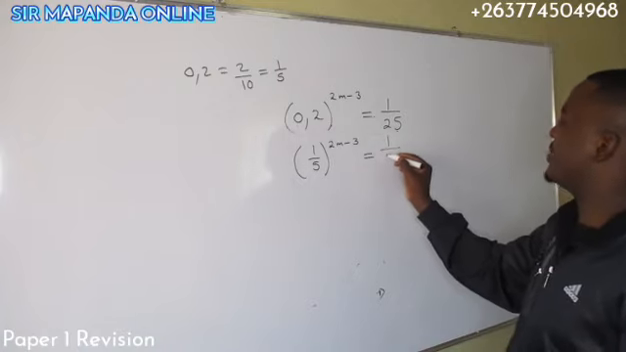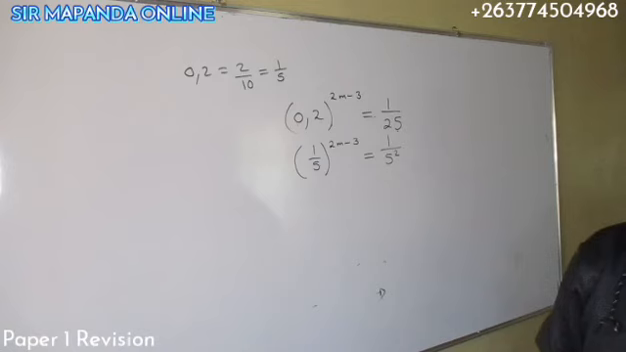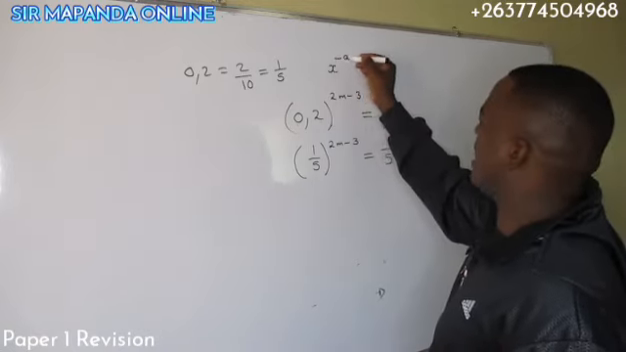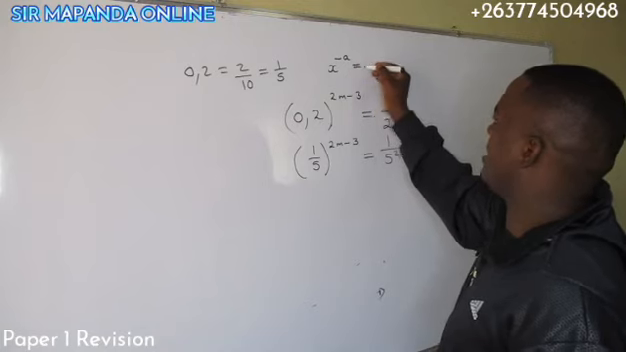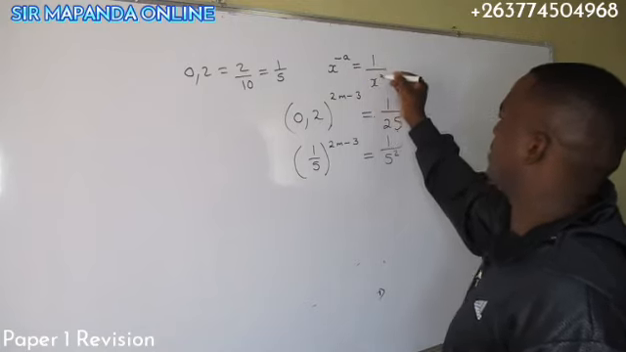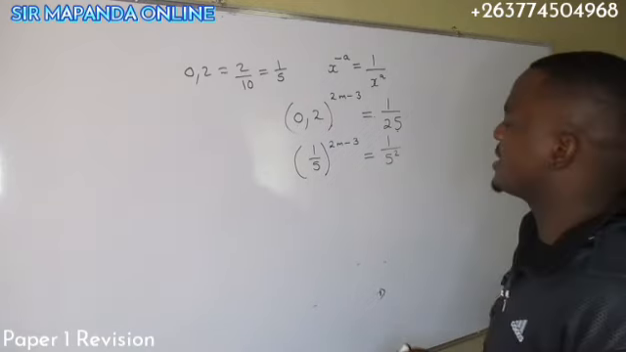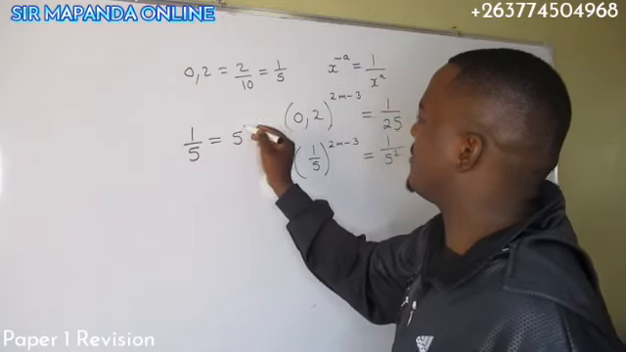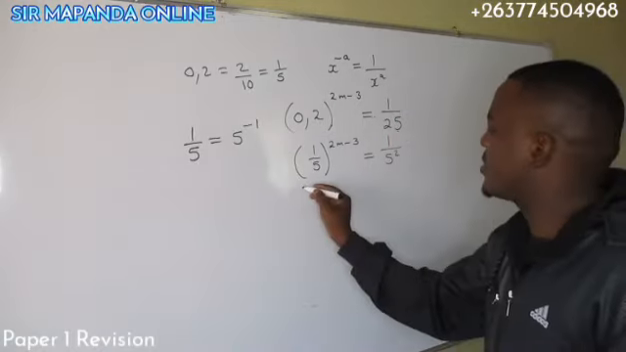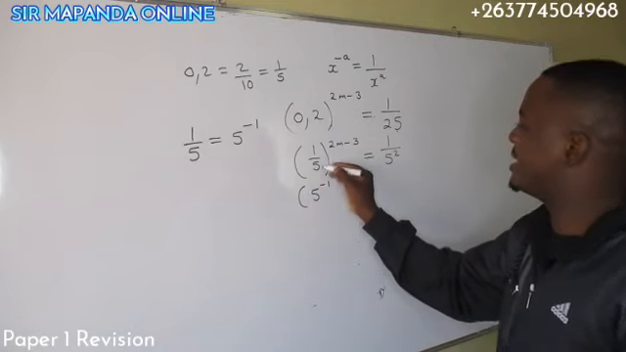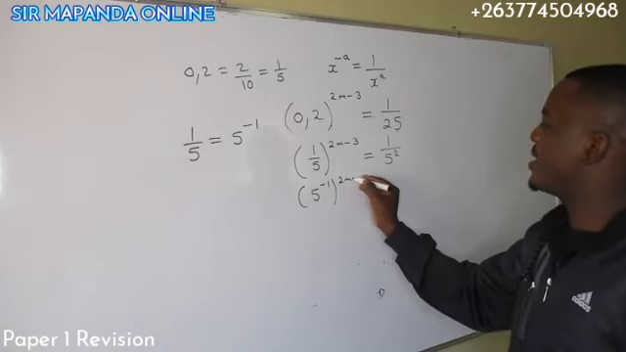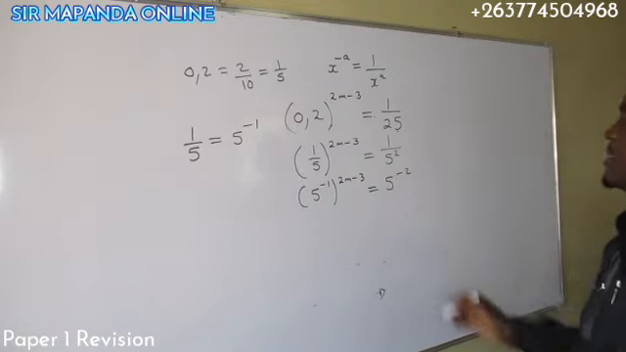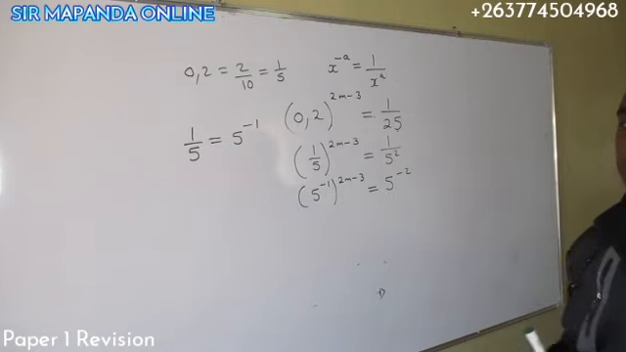Then 25 can be written as 5 squared. Then there is this law of indices which says that x to the power of minus a can be written as 1 over x to the power of a. In simple terms, I'm trying to say 1 over 5 can be written as 5 to the power of minus 1. So you are writing 5 to the power of minus 1 inside this bracket. Then you write 2m minus 3. On the right side, you write 5 to the power of minus 2. Applying this law of indices.